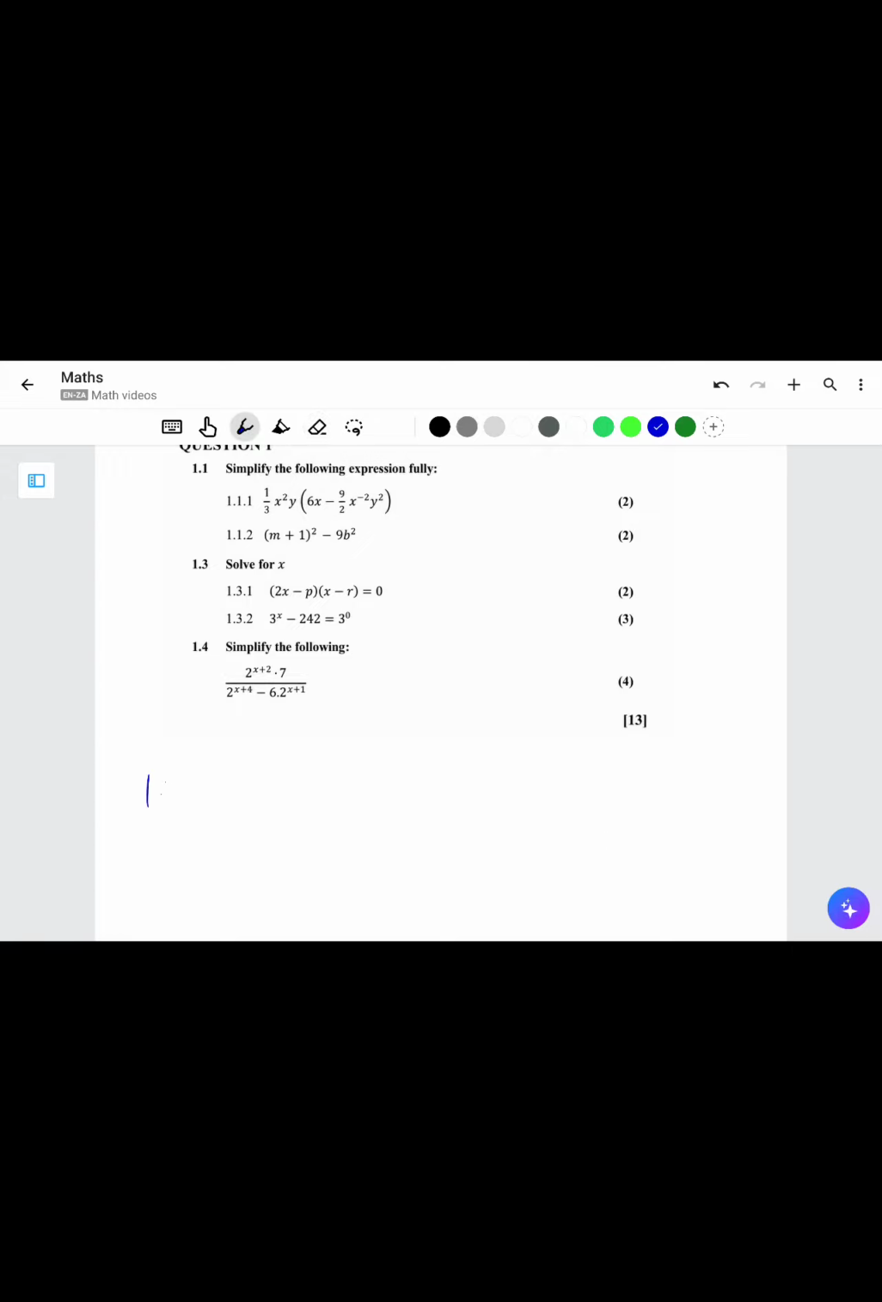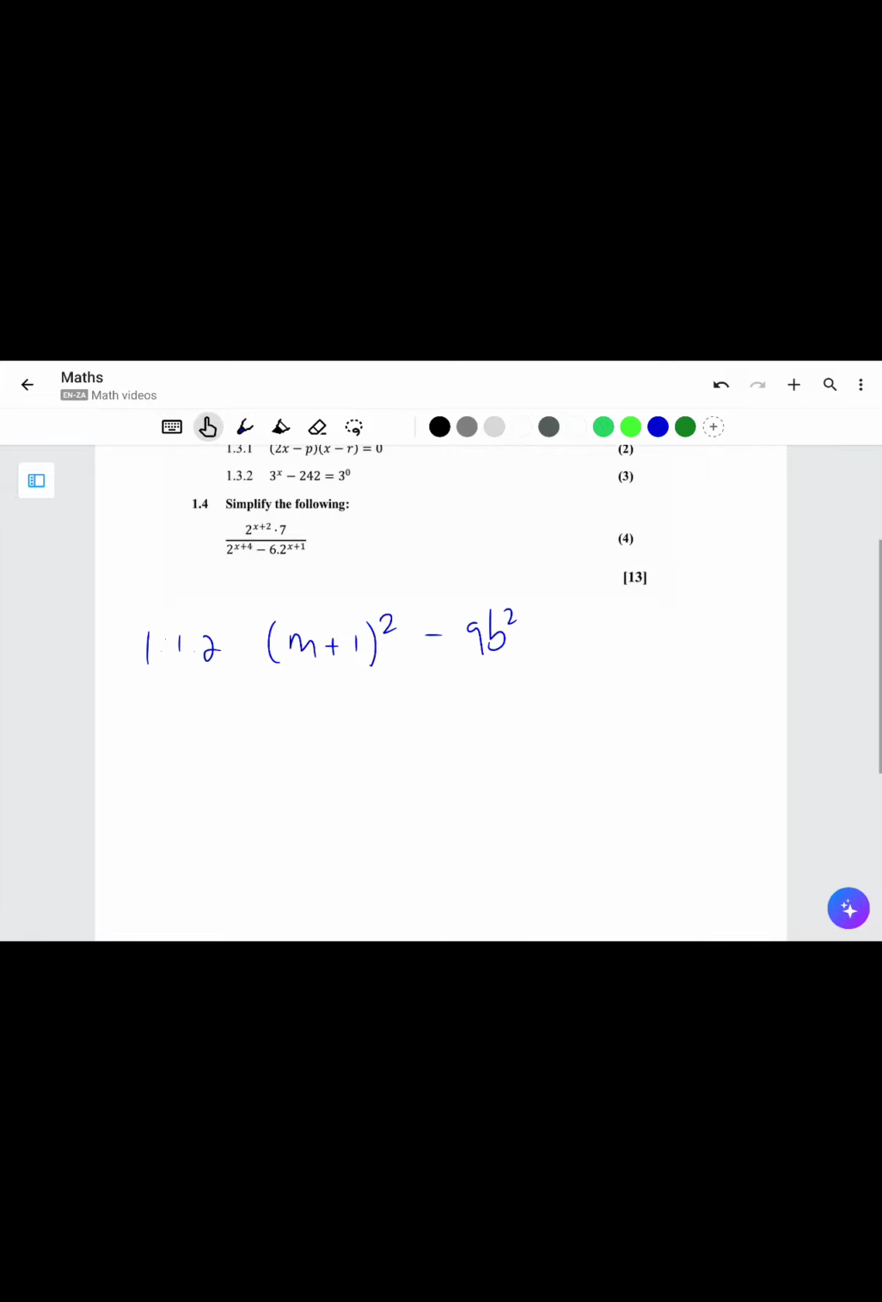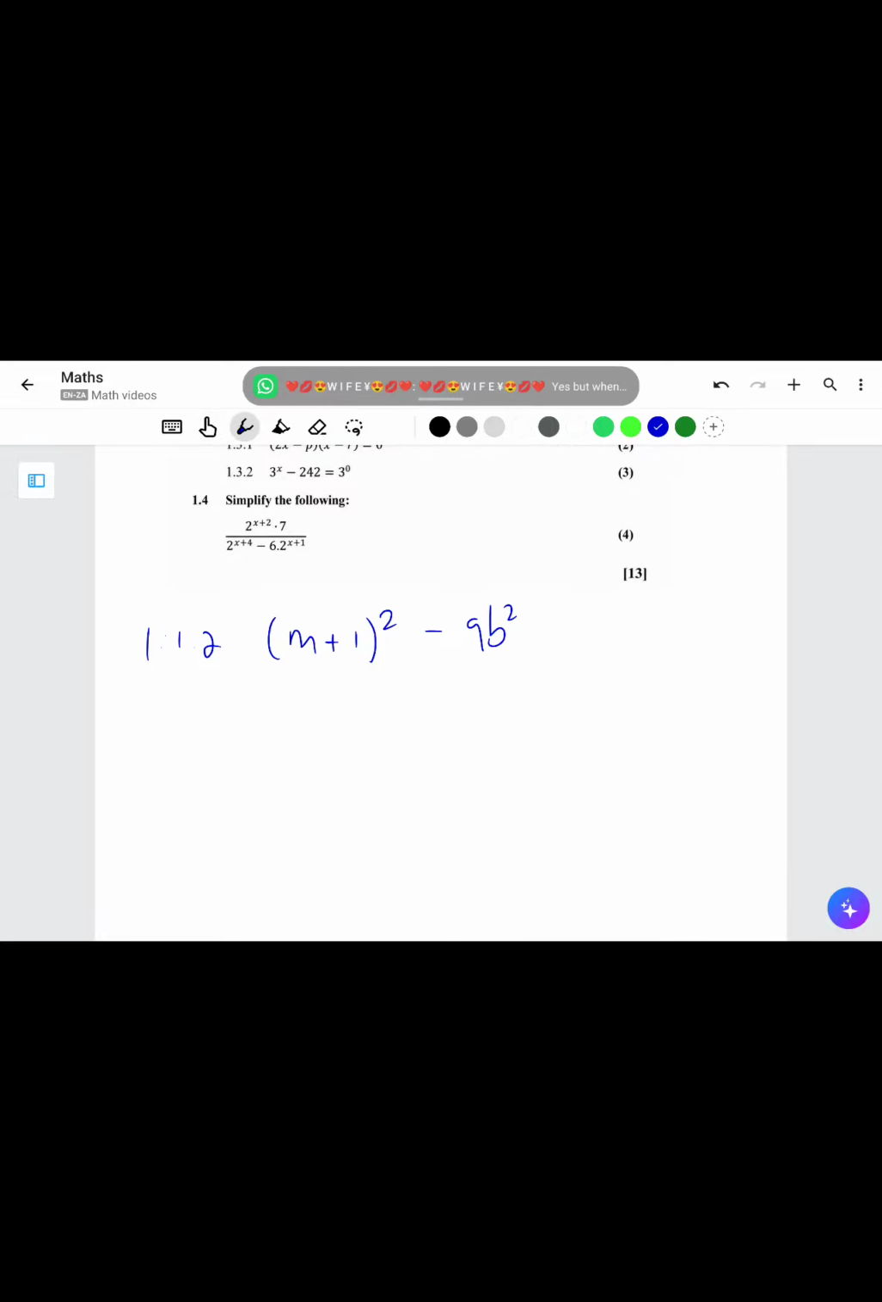Next one is 1.1.2, and we have m plus 1 squared minus 9b squared. Okay, so what you've learned in school is that we can do the short method where we square the first, we'll get m squared, square the last, we'll get 1, and twice the product. So m times 1 is going to give me m, times 2 is going to give me 2m. So square the first, square the last, twice the product. Okay, and remember, you still have a minus 9b squared.